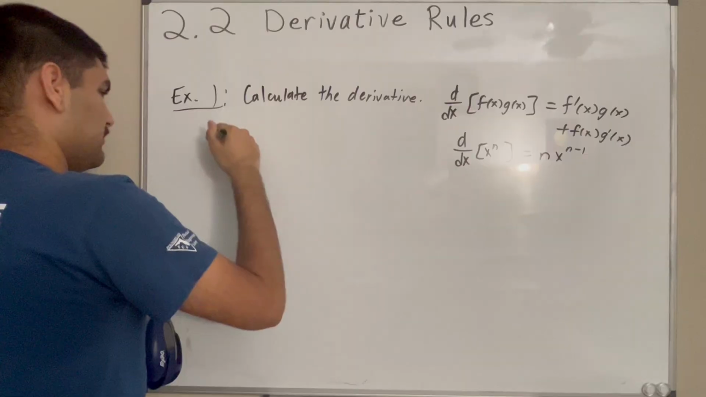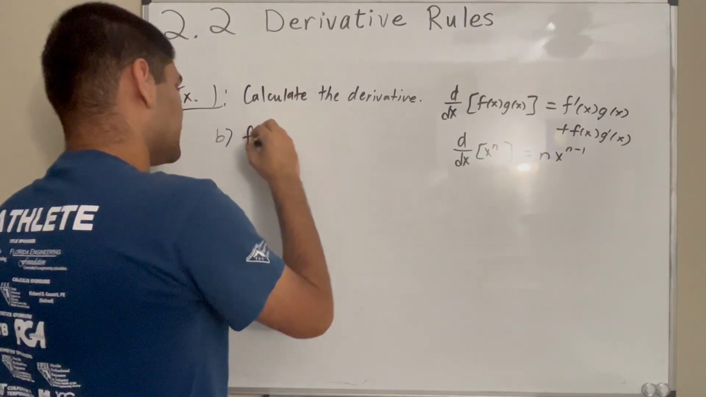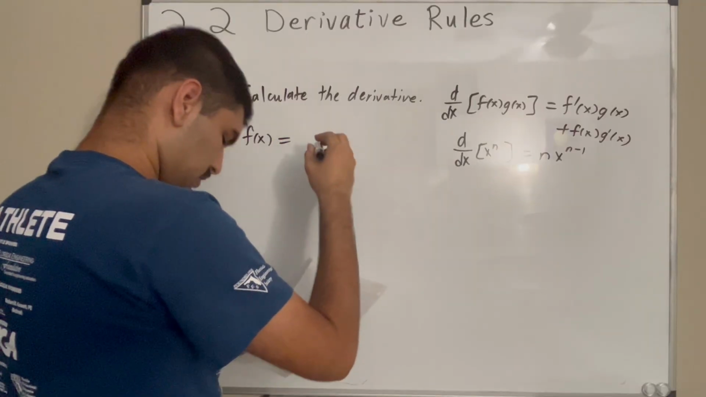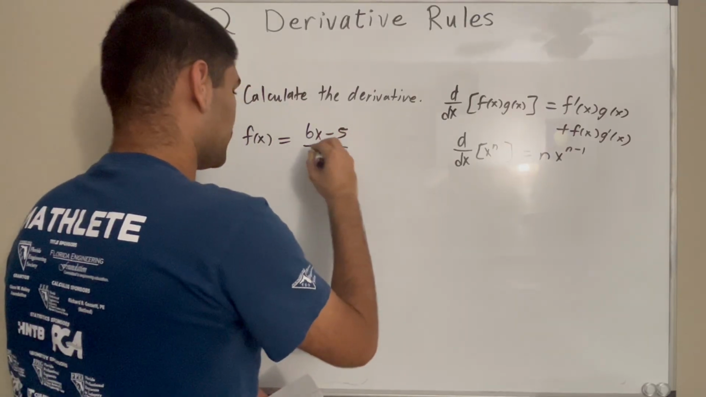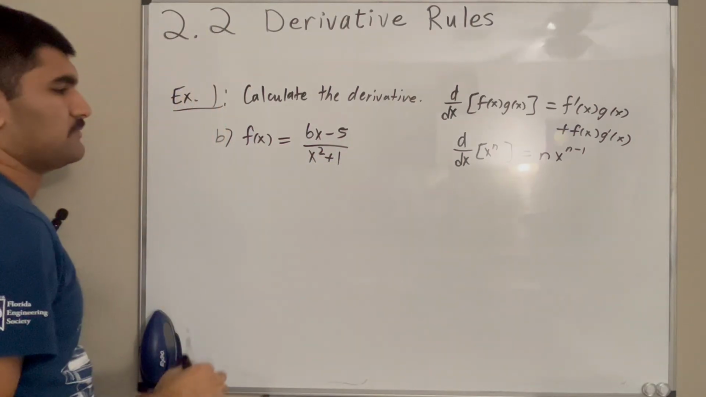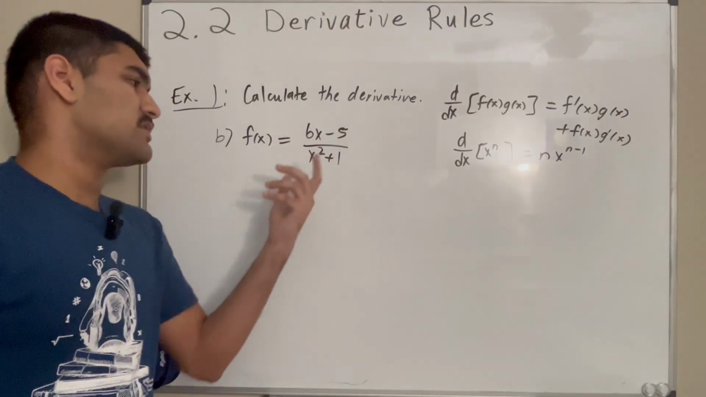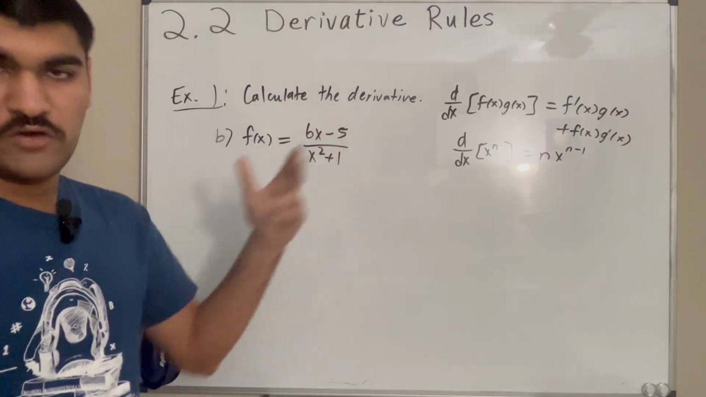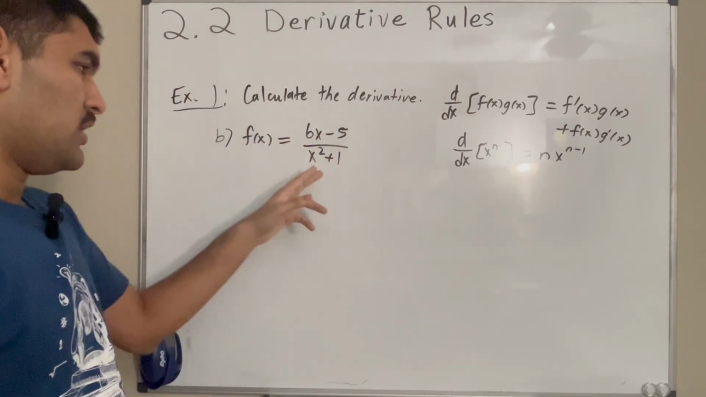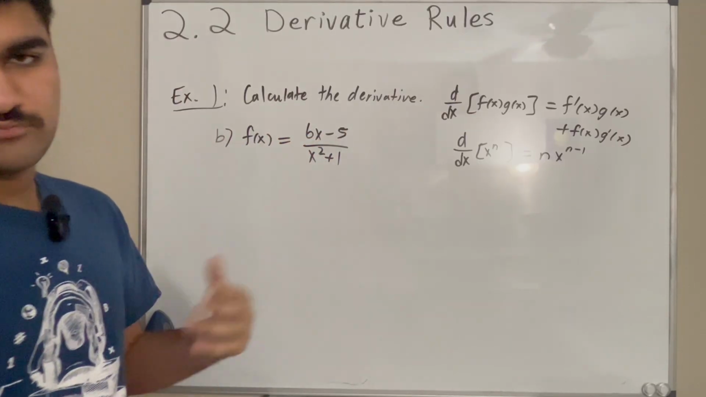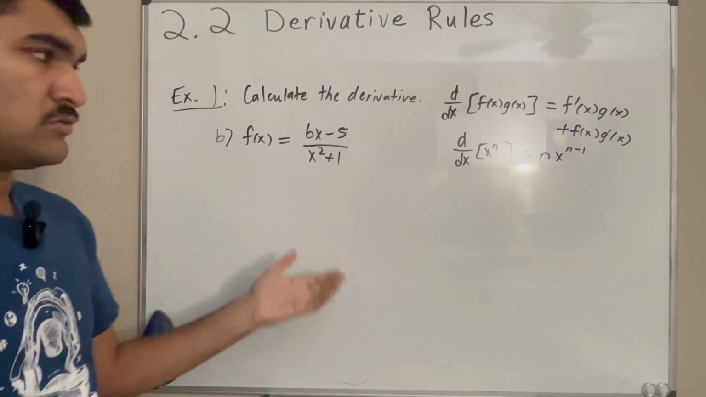Part B. We have f of x equals 6x minus 5 over x squared plus 1. All right. So first, let's notice that we have the quotient of two different functions, right? We have 6x minus 5, which is its own function, divided by x squared plus 1, which is another function. So therefore, we should use the quotient rule.